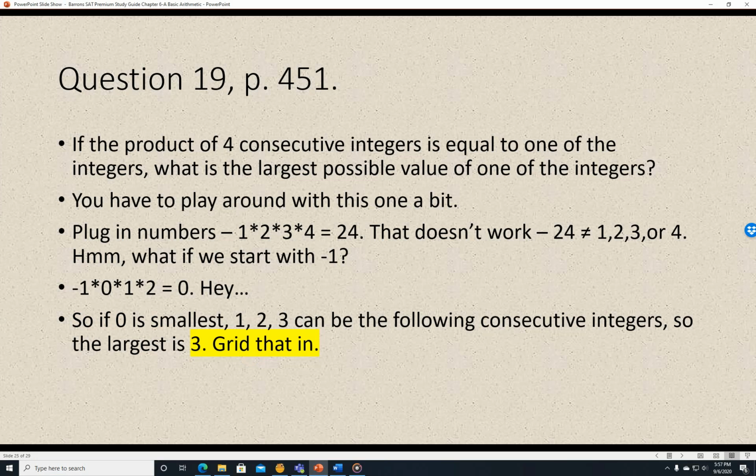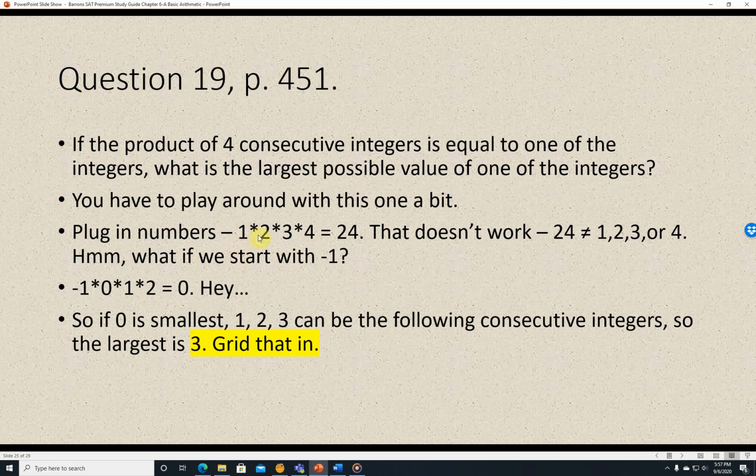If the product of 4 consecutive integers is equal to one of the integers, what's the largest possible value of one of the integers? Well, you have to play around with this one a little bit. The mathematical way you could possibly do it is big and ugly, and it's a lot easier if you just play around with it. You can just plug in numbers going 1 times 2 times 3 times 4 is equal to 24. So that doesn't work because 24 is not equal to 1, 2, 3, or 4. So this is about when I first did this problem. I said, well, okay, what if I start with -1?